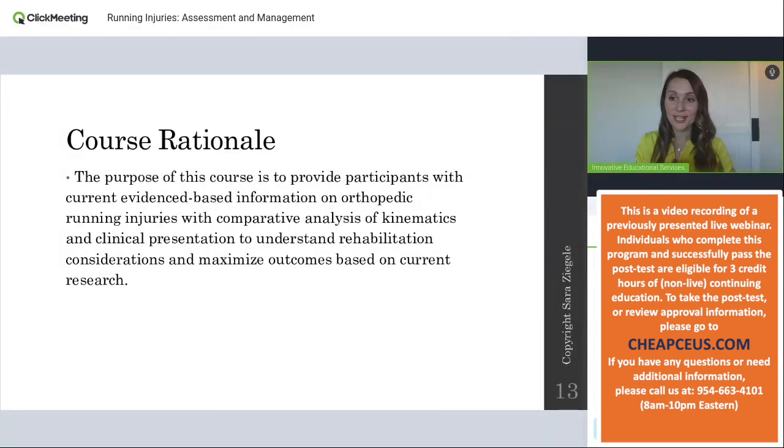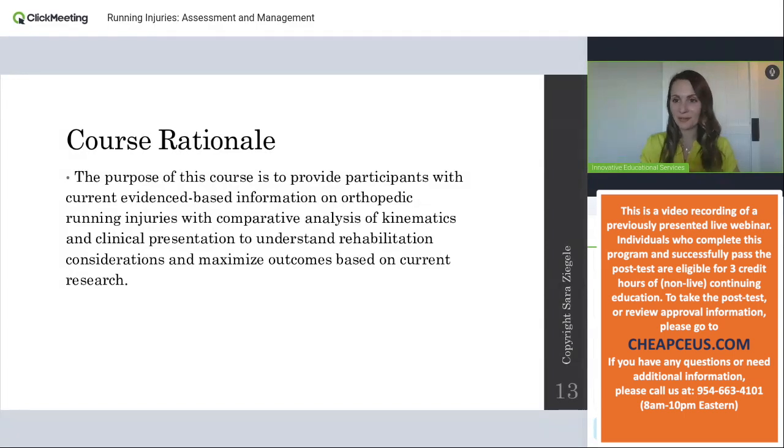The academic rationale for why we're here. This is the part that talks about how we're going to get evidence-based information on running-related injuries. We're going to do comparative analysis on things today like kinematics and clinical presentation. And overall, it's going to help us understand the rehab considerations. It's also going to help us to maximize the outcomes based on our current research.